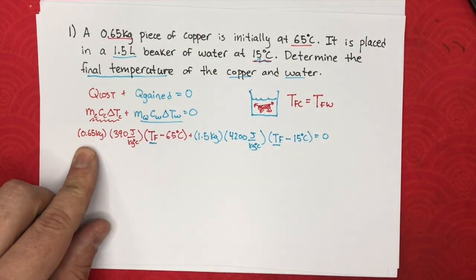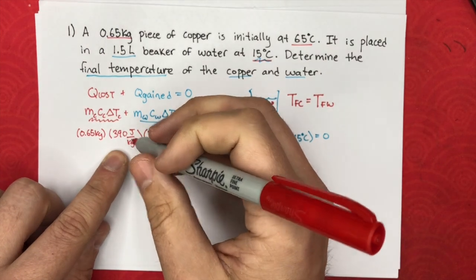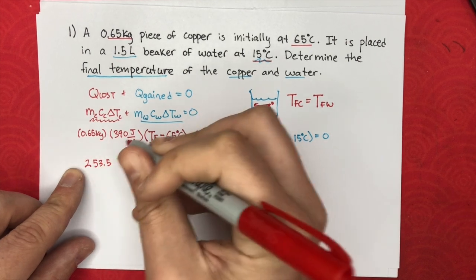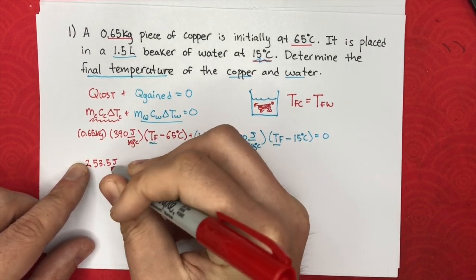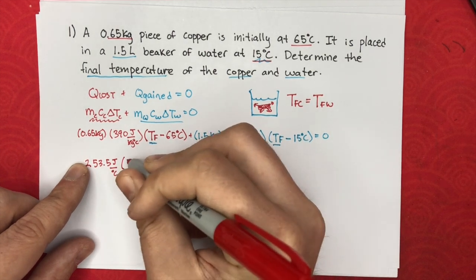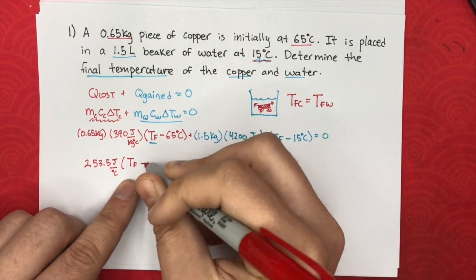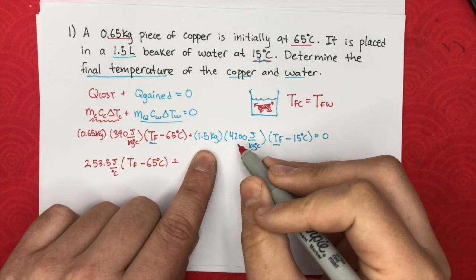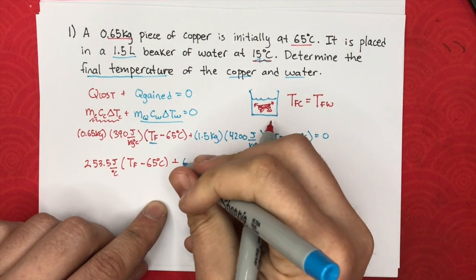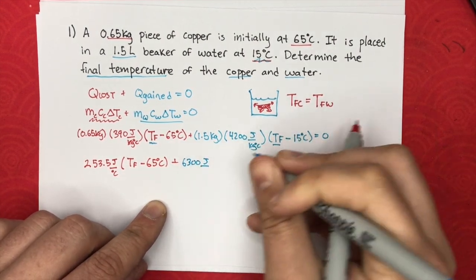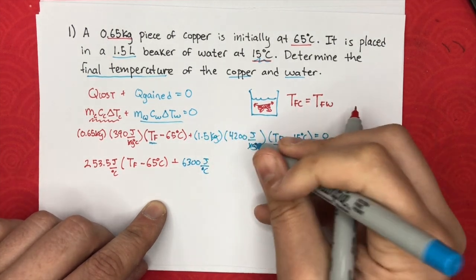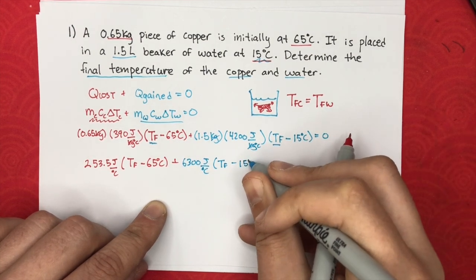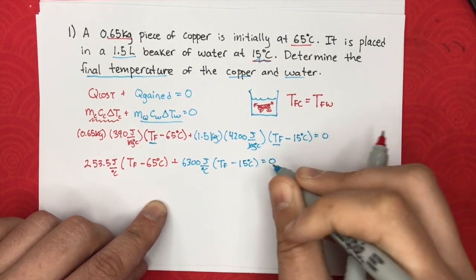So first we're going to do 0.65 times 390. If you put that in a calculator, we're going to get that that's equal to 253.5. The kilograms are going to cancel out, and the units will be joules per degree Celsius. And then we'll continue on with our expression as it was before. Then we're going to add on, well, 1.5 times 4,200. That's going to be 6,300 joules per degree Celsius. The kilograms will cancel out. And we're going to multiply that by TF minus the initial temperature of the water. And don't forget, this is all equal to 0.